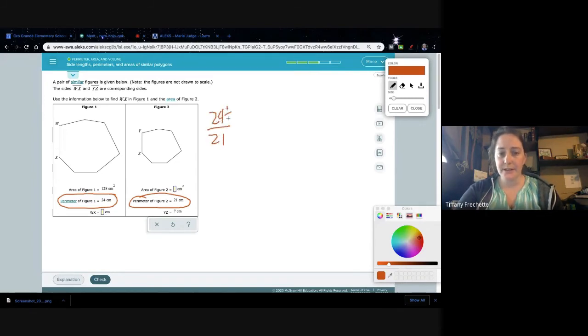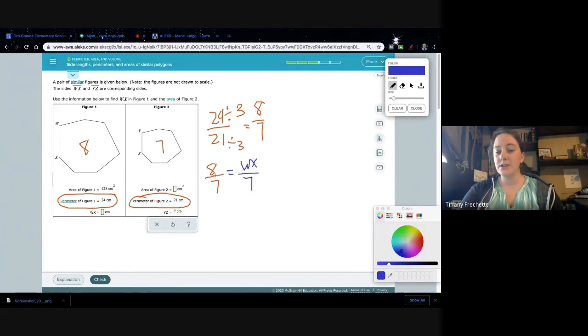So we need to reduce this. They can both reduce by 3. 24 divided by 3 is 8, and 21 divided by 3 is 7. So we have our ratio, 8 to 7. Now we can start comparing. 8 to 7 is going to equal, let's do our length first. On the 8 side, or figure 1, we don't know, WX. And on the 7 side, or figure 2, we have 7.